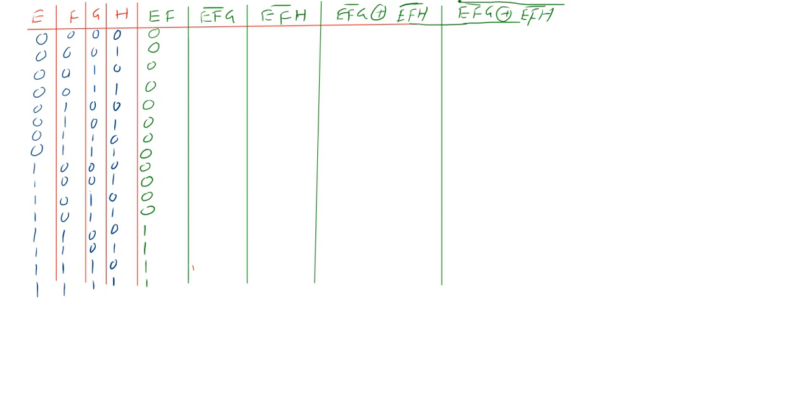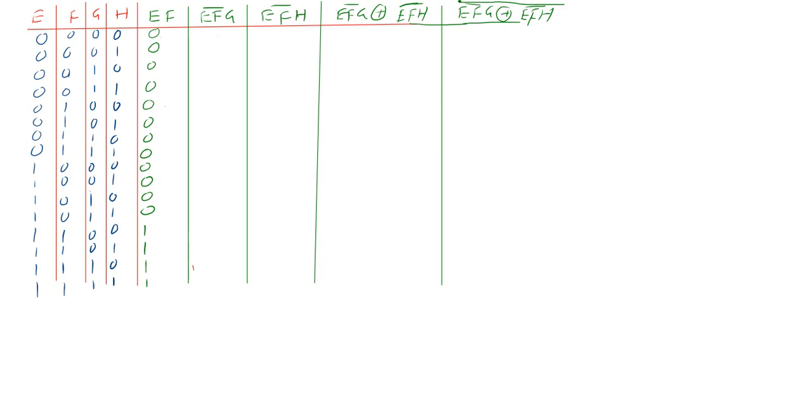Then for the other column, we are taking what we have gotten in this column, we pass it through an AND gate together with the inputs of G, and after that we negate what we get. So for example, let me show you the first one. We take 0 and 0. 0 and 0, we get a 0.